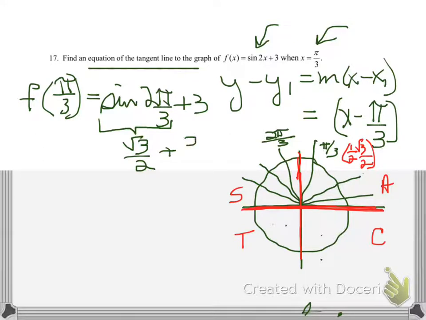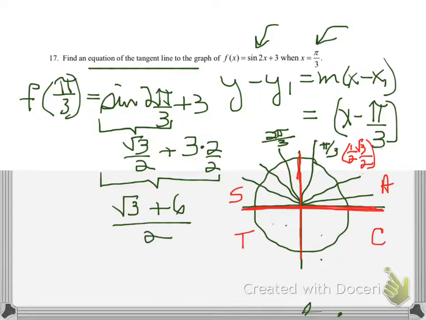And then you're going to add 3 to that. I'm not going to get overly fancy with this, but it would be nice to have this as one fraction. So how will I do that? What if you take your 3 and multiply it by 2 over 2? Doesn't this term then become root 3 plus 3 times 2 is 6, all over 2? So that's what I'm getting for my y value.